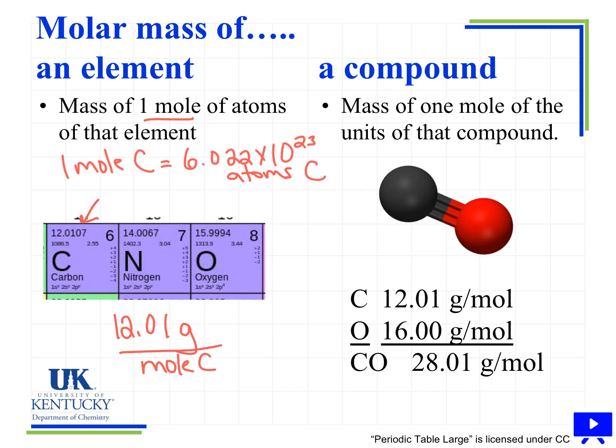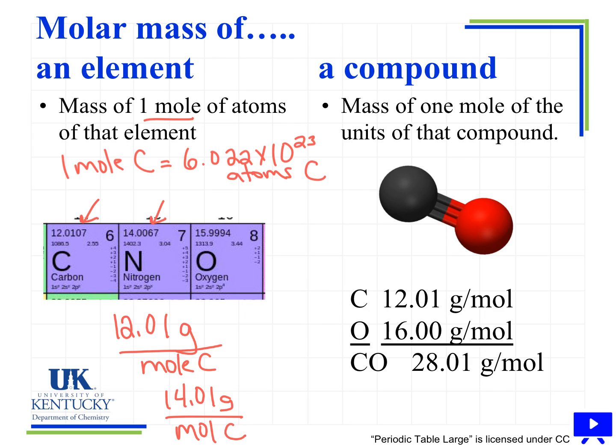So we could do the same thing for nitrogen. Again, we would look at the value given in the periodic table. So for nitrogen, it would be 14.01 grams per mole. And we can do this for every single element in the periodic table.